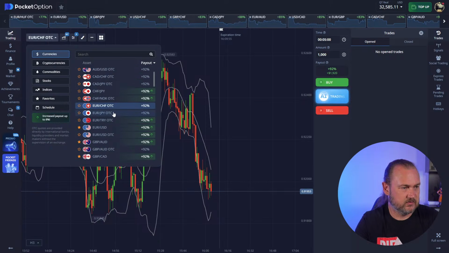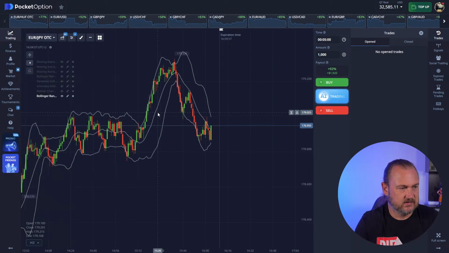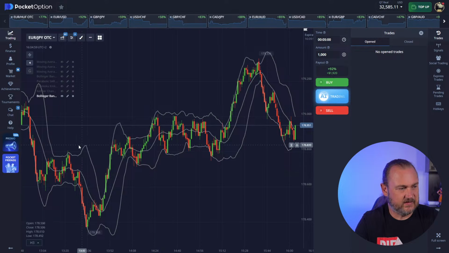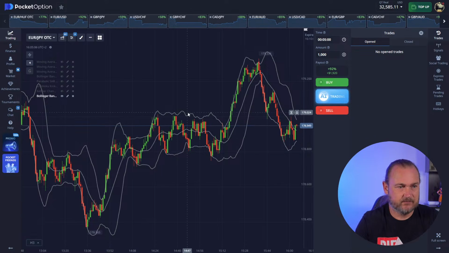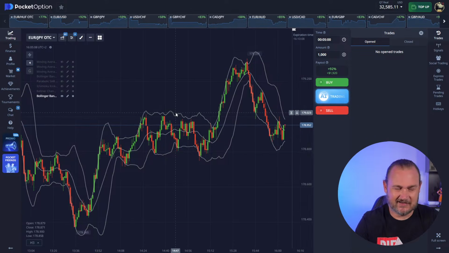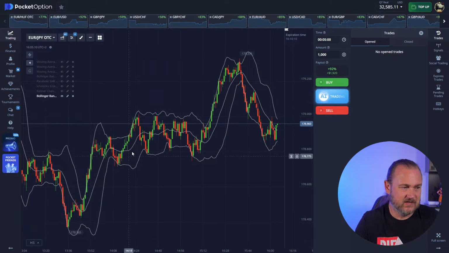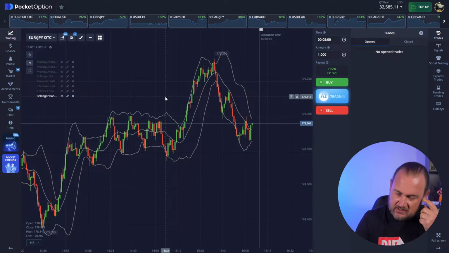Okay, it looks like we're not going to find an asset where it's... Oh, there we go. We have these areas at times when the Bollinger Bands contract, and sometimes they contract quite a bit. That's going to be one of the strategies we'll be looking at. But sometimes they contract quite a bit and then they start opening up again.